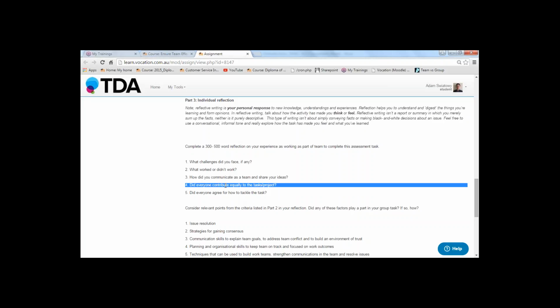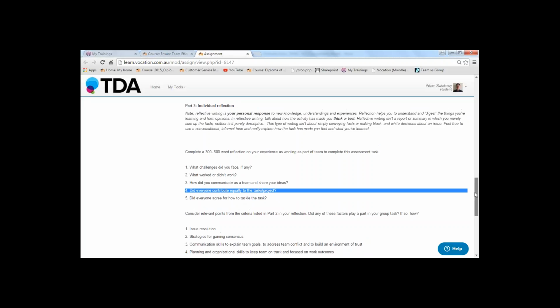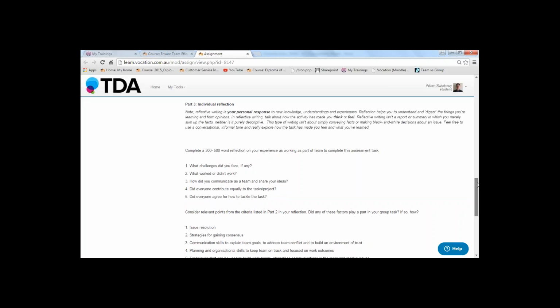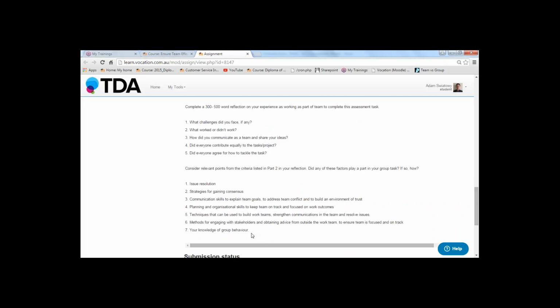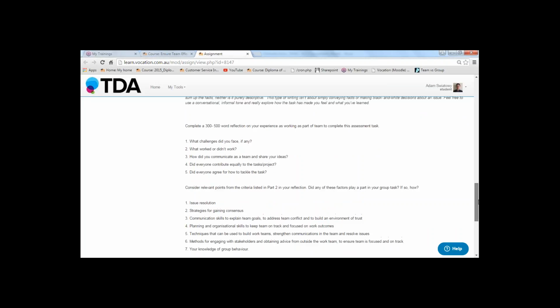Some of these questions are referring to what was originally a group activity. Given that you're mostly going to be doing this by yourself, you may or may not be able to answer that: did everybody equally contribute? And this last one, did everybody agree on how to tackle the task? That's effectively covered in part 1, where you're consulting with myself as opposed to other students. But really, probably the best way to go about this individual reflection is to reflect on what you've just done in part 2. Reflect on the audio that you've just done in part 2.